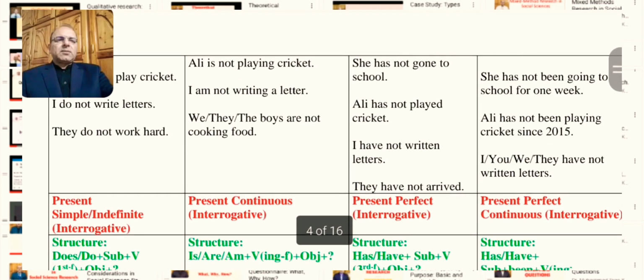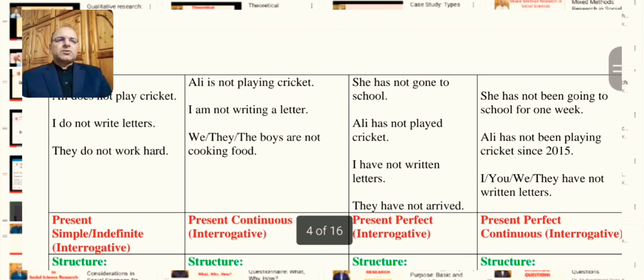Then we have this example. She has not been going to school for 1 week. Ali has not been playing cricket since 2015. Again, the use of since because it's a fixed point of time. And similarly, I, you, we, they will take have, and the remaining structure will remain the same.